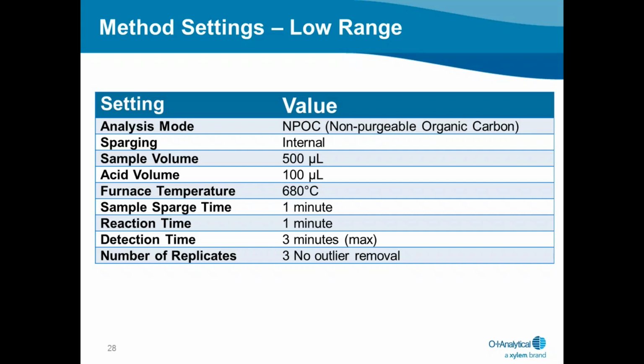The Model 1080 uses a stop flow bypass injection scheme in which the sample is allowed to react in the combustion tube. I will not go into detail about that in this webinar. However, it was covered in some detail in the previous 2 webinars. Sparge time can be kept to 1 minute since the sparge flow rate is 300 milliliters per minute. So this sparges very quickly, very rapidly, very aggressively. Other items to note is that we typically run 3 replicates without outlier removal.